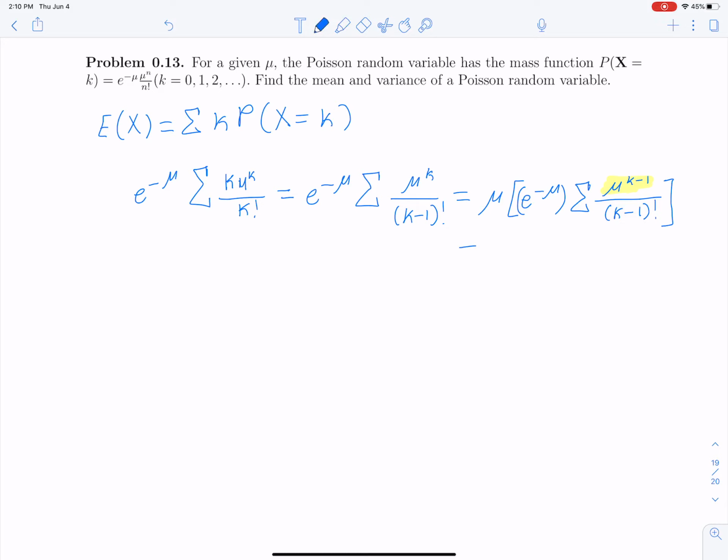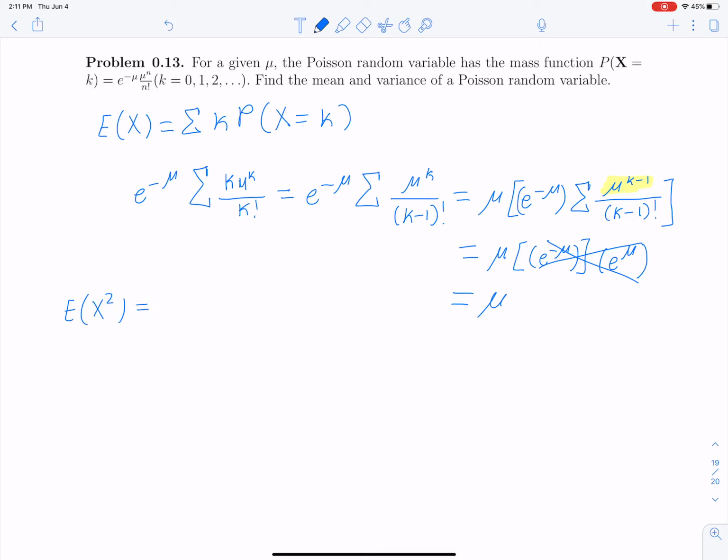That'll leave me with mu out front times e to the negative mu times e to the mu. Okay, and I got that from the standard formula. I put this all into e. That's why I was trying to get it all in that form. So that if I multiply these together, they go away, and I'm just left with mu. Perfect.